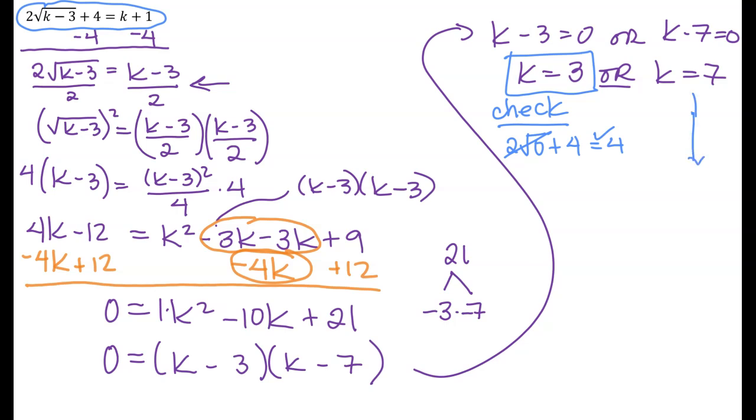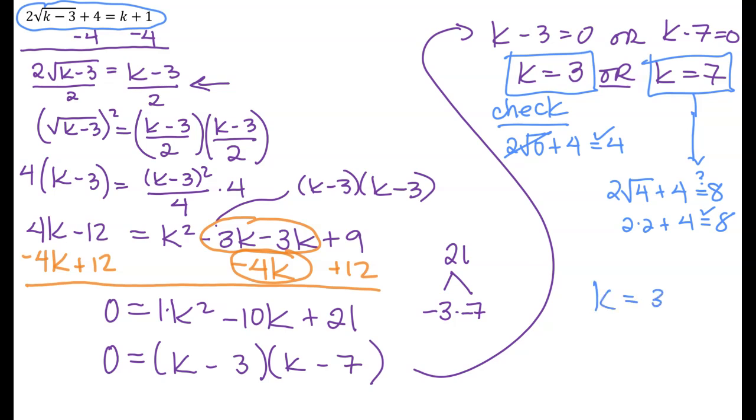Let's go ahead and check the 7. I'm going to move down a little because it's a little bit big. I get 2 times the square root of 7 minus 3, which is 4, plus 4 equals 7 plus 1, which is 8. So this is 2 times 2, there's a question mark here. I'm seeing 4 plus 4, which does in fact equal 8. So I will keep both solutions. So my solution set is k equals 3 or 7, both of them.